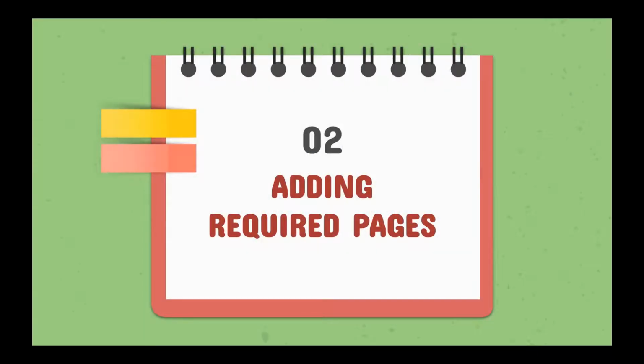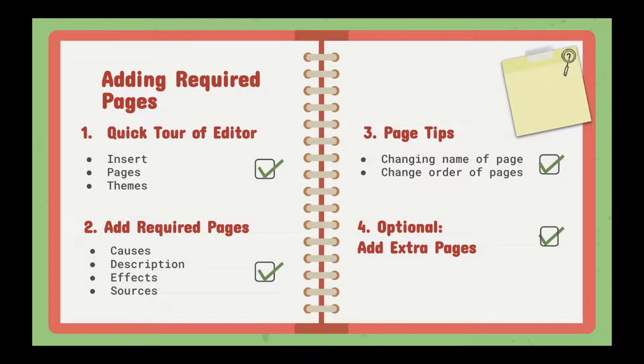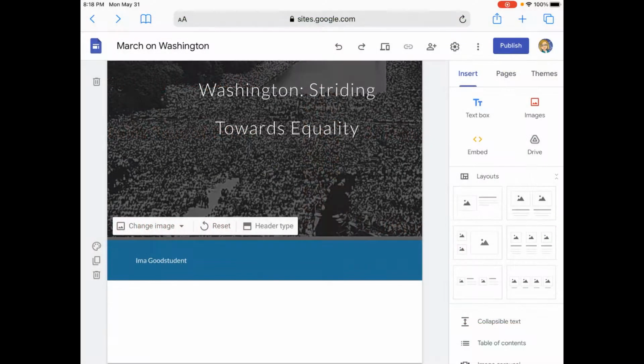Now that we've created our home page, it's time to add our required pages. So we're going to take a quick tour of the editor by looking at Insert, Pages, and Themes. We're going to add our required pages of causes, description, effects, and sources. We're going to give you a few tips about editing in the pages, and if you want, you can add optional extra pages. Now that I've done my home page, I want to give you a little bit of a tour of the editor itself.